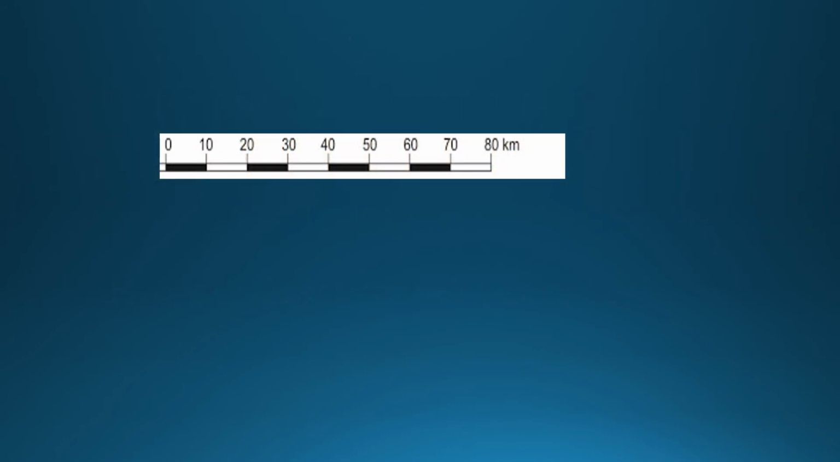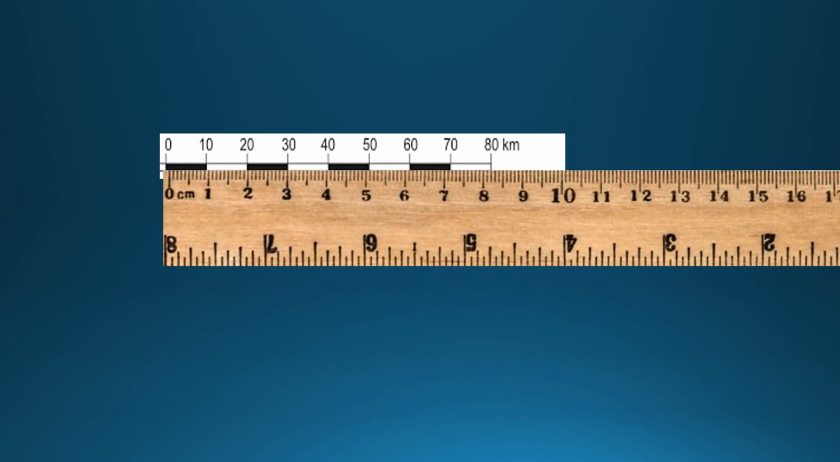Here we have another linear scale. Now the idea is to find out what is the distance between the 0 and the next number on the linear scale. In this case, it is 10 kilometers. So we're going to place our ruler right there at the base of our linear scale. And when we measure between the 0 and the 10 kilometers, we have 1 centimeter.